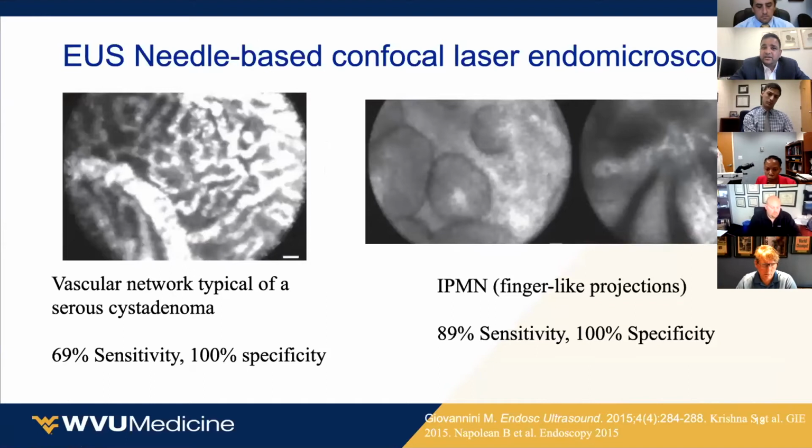EUS-based needle confocal laser endomicroscopy is also evolving. There's a small imaging probe which again goes through a 19 gauge needle, can be put on the cyst wall, and it provides images of the cyst wall. So in this image you see a vascular pattern typical for serous cystadenoma, and these finger-like projections can be seen in patients with IPMN. If you get the images, these are very specific. Sensitivity can range from 70 to 90%.